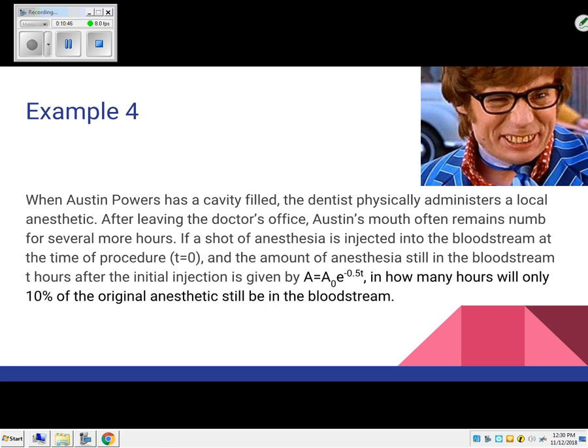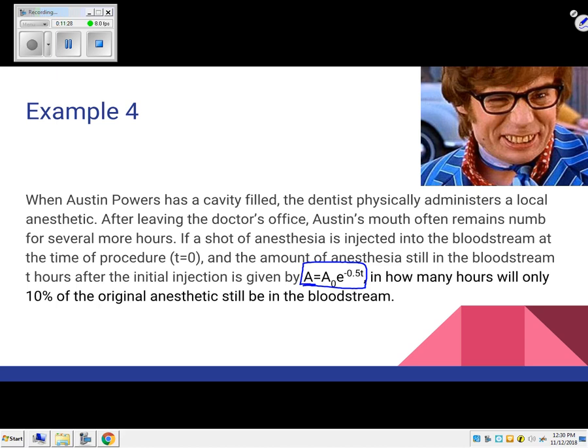But it says when he has a cavity filled, the dentist physically administers a local anesthetic. After leaving the doctor's office, Austin's mouth often feels numb for several more hours. If a shot of anesthesia is injected into the bloodstream at the time of procedure, t equals 0, the amount of anesthesia still in the bloodstream t hours after the initial injection is given by this. How many hours will only 10% of the original anesthetic still be in the bloodstream?